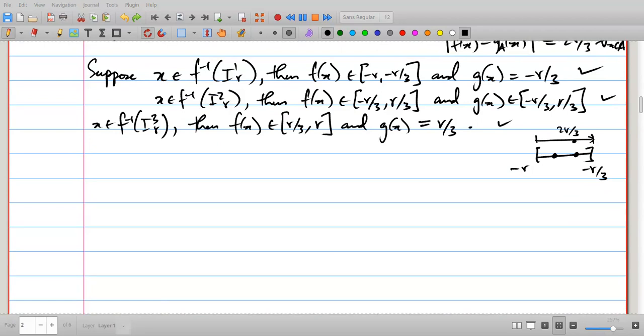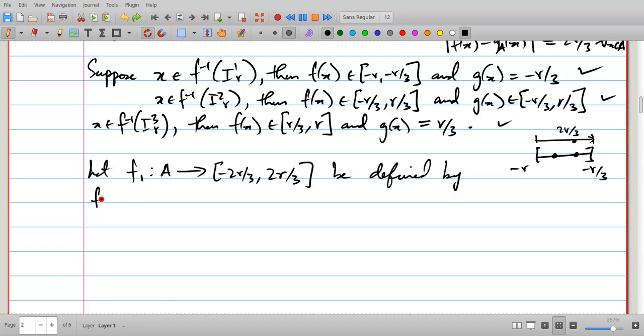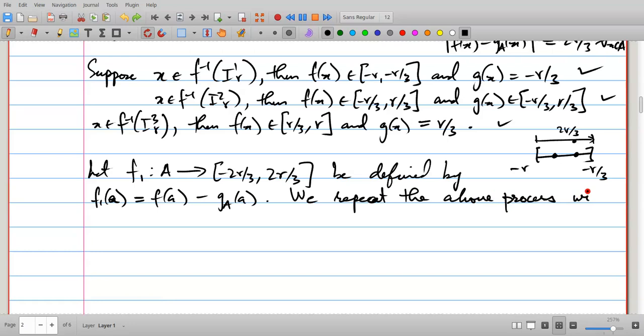So now let f1 from A to minus 2R by 3 to 2R by 3 be defined by f1 of a is equal to f of a minus g sub a of a. So now we repeat the above process with the function f1 and the interval minus 2R by 3 comma 2R by 3.